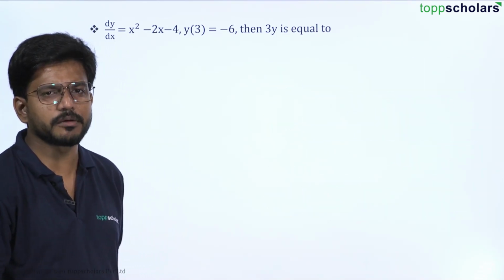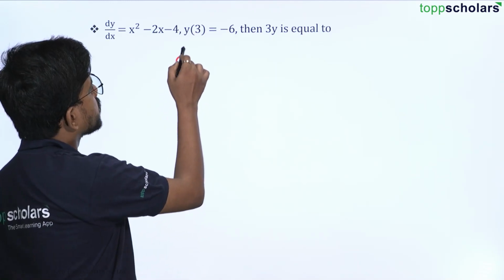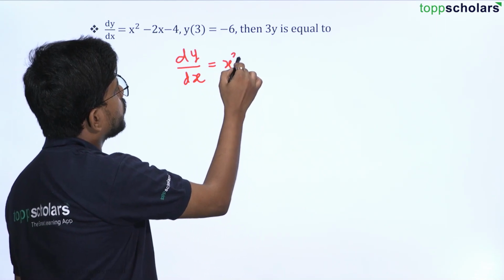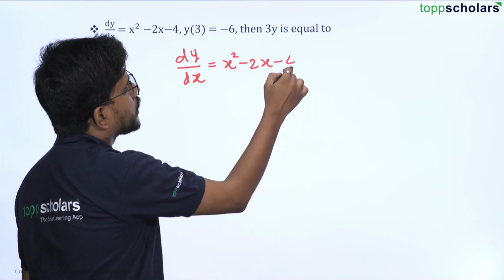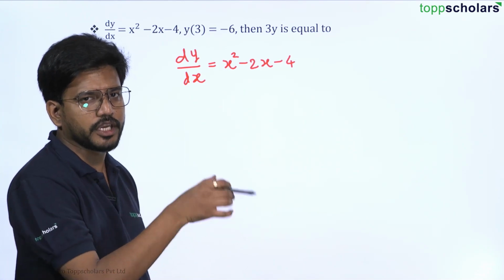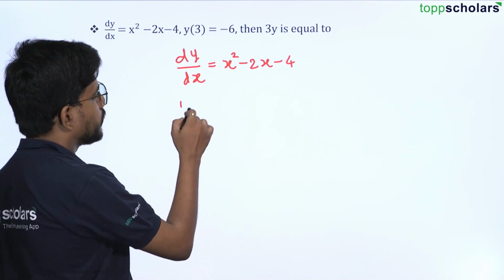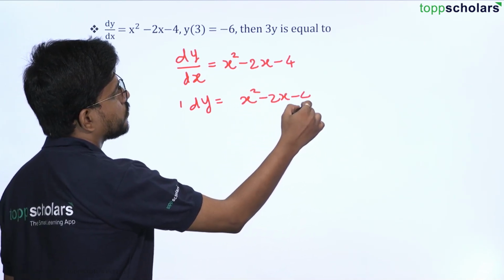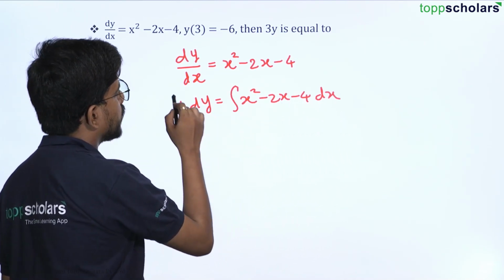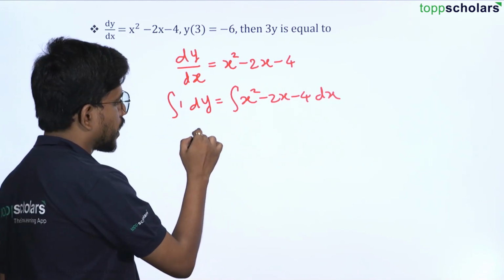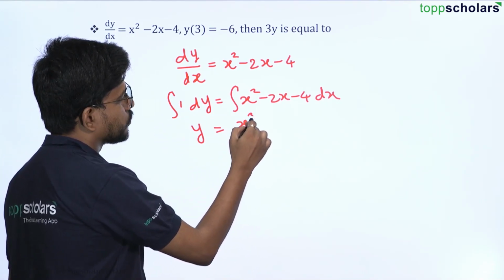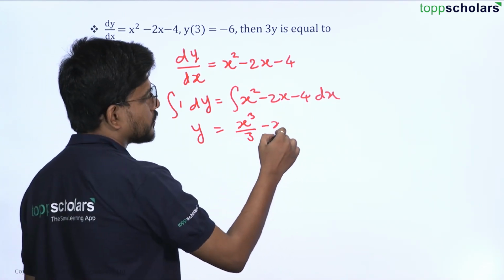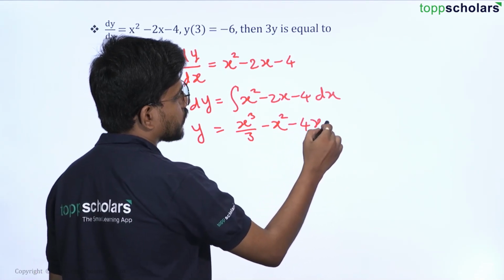So it's a separable variable format, right? Because dy by dx is simply given as x square minus 2x minus 4. So what I can do is put down all the values of x with dx and all the values of y with dy. So this will be 1 dy equal to x square minus 2x minus 4 dx, and then I integrate like this. Integration of 1 is y and integration of x square is x cube by 3. Integration of 2x will be 2x square by 2, 2 will get cancelled, minus x square. Integration of 4 will be 4x, plus c.